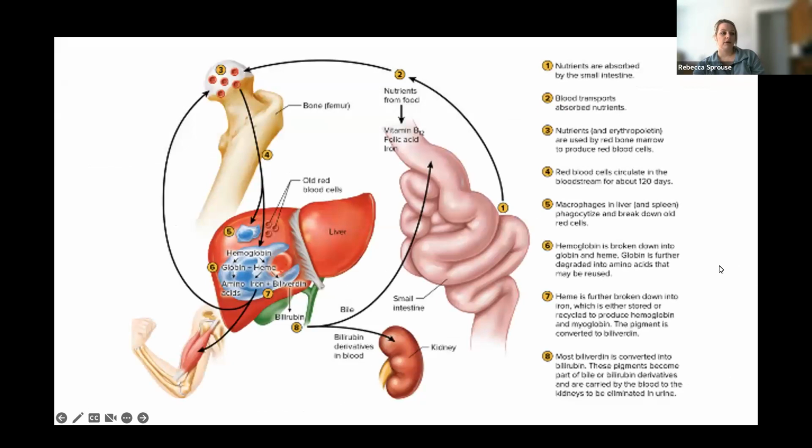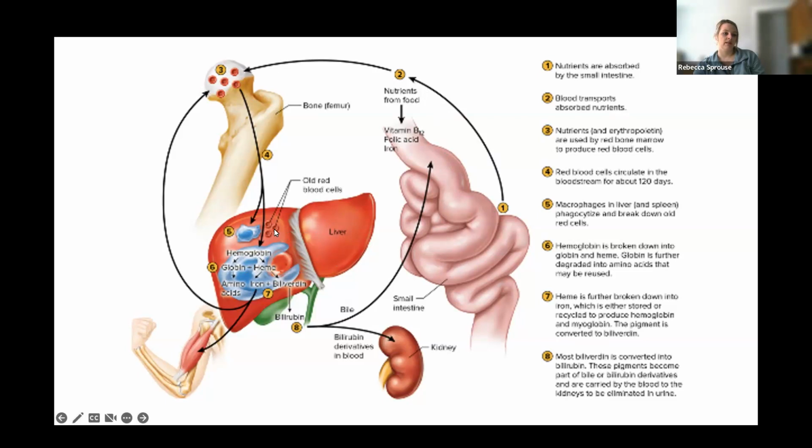This is a picture from your book. So let's start here in the small intestine, which is where your B12 and folic acid are all absorbed from what you eat. Those things are carried to the bone marrow to make more red blood cells, which are released out here into circulation. And here is where the fate of a red blood cell would occur.